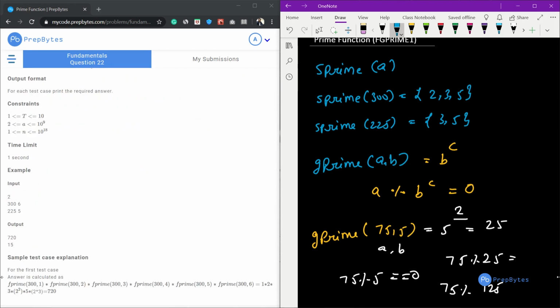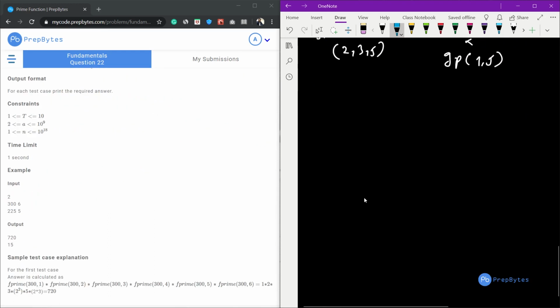Okay, the constraints in this question are very high. The a value can be 10 to the power of 9, the n value is 10 to the power of 18, t is 10, and the time limit is just 1 second. So this is also a very big hint. When we have such high constraints and a small time limit, that means there is some mathematics going on, some pattern, some observation that needs to be made. We cannot have an order of n solution in this particular case.